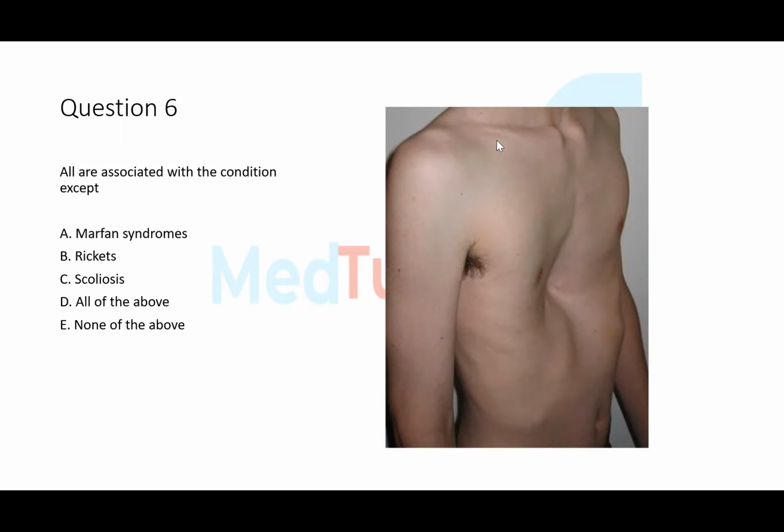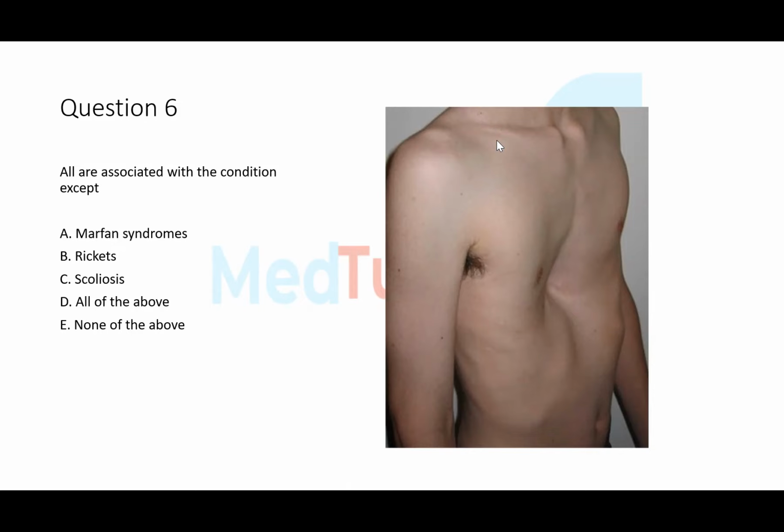We've said a lot about rickets, and this is one of the things you could actually see in rickets. Manifestations like this compromise the airway, making them prone to frequent respiratory tract infections. Scoliosis, bony defects are also among the things we see in them. So all of the above are features that could align with pectus excavatum. So none of the above is not true in this case. Next question, please.